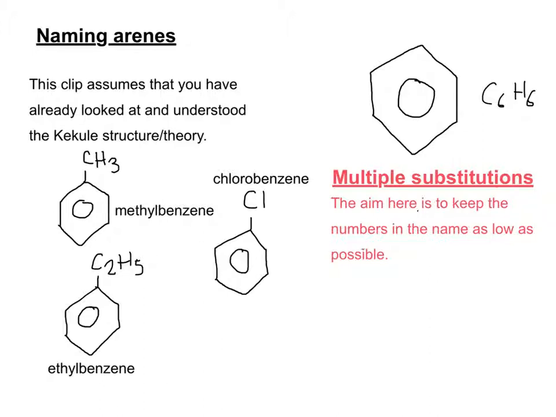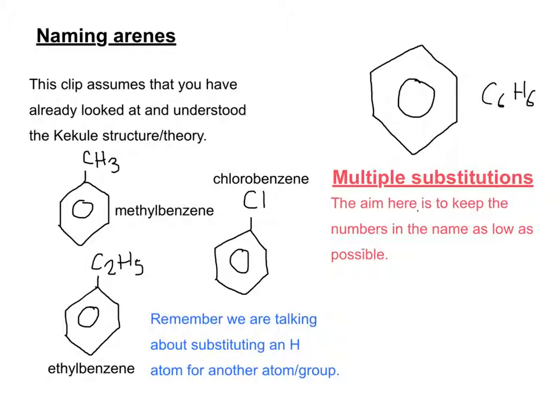So let's now look at multiple substitutions. So we're going to take the examples we got on the left hand side of the screen and start to add more substitutions onto the ring. So bear in mind that each time you have a CH3 on a benzene ring, you've taken the hydrogen off it and put the CH3 on. If you have a chlorine on a benzene ring, you've taken the hydrogen off it and put the chlorine on. If you have an ethyl group on a benzene ring, you've taken the hydrogen off and put the ethyl on. So it's an important reminder there.